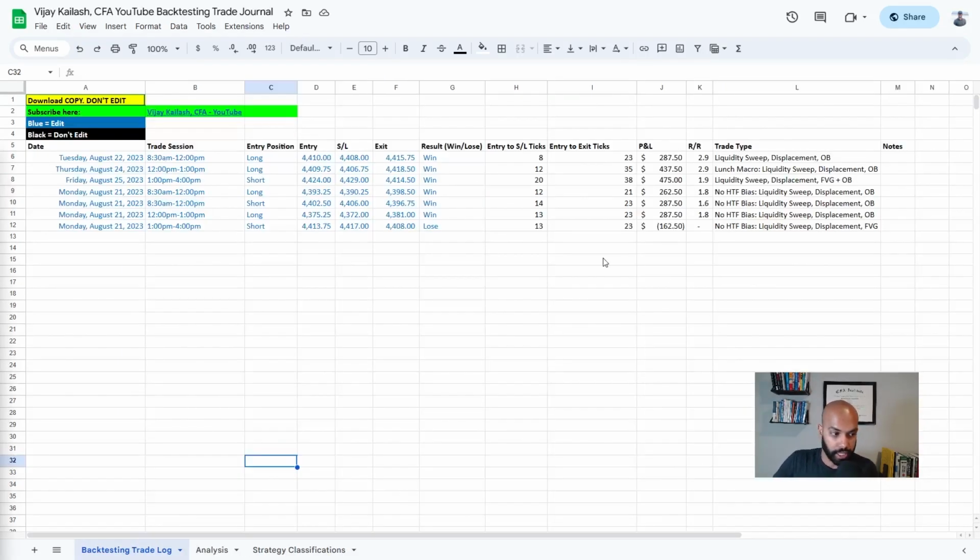Okay, perfect. I went ahead and fixed it. So I just added this right here, so win or lose. You just type in win or lose, and if it's a lose, it'll automatically calculate the stop loss. If it's a win, you'll be good to go.